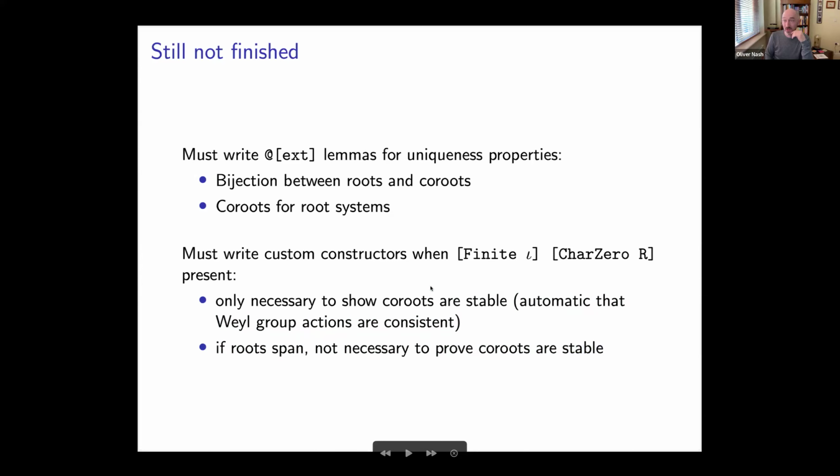And then you're finished. You get your 5th definition in place. You write your extensionality lemmas. You write your custom constructors. Now you've defined root systems and root data in Mathlib. And then I wanted to give this kind of lightning talk of that experience because I thought it was fun. And the lessons that I decided to take away are: good definitions are hard work.